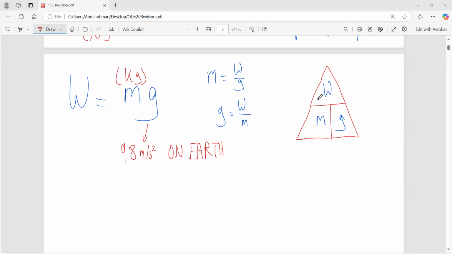Mr., if in the question they give us the G, do we use the given or 9.8? Okay, if it's given, use the given. If it's given for example on another planet or on Earth, if it's given on Earth that it's 10, then use it as 10. But for the new questions, inshallah it will be 9.8 on Earth.